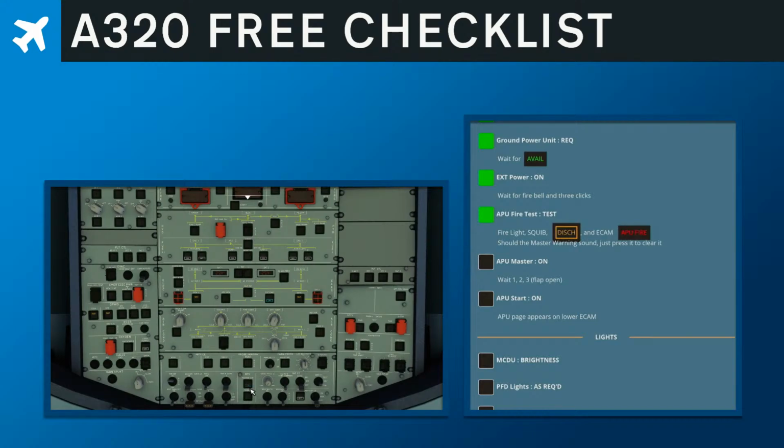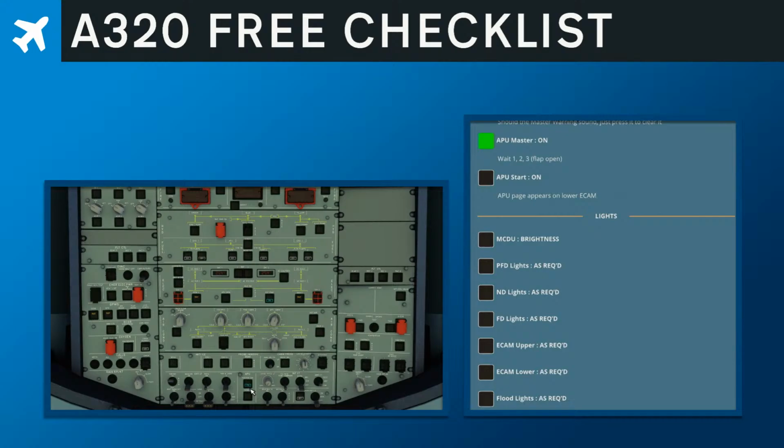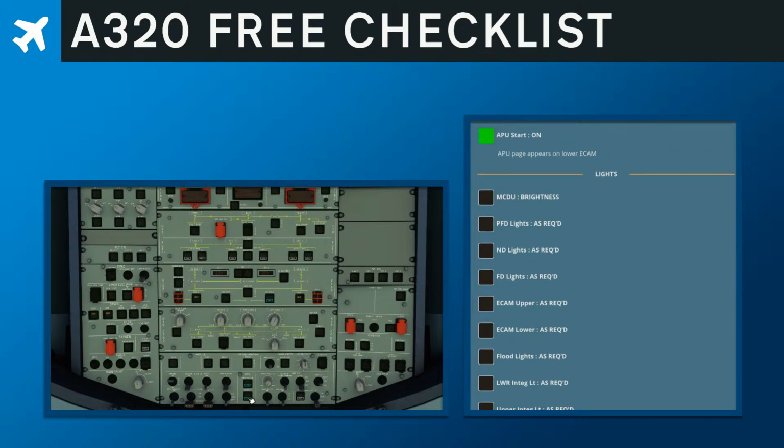Now we can do APU master is on, and working our way down the checklist then. So the APU start is set to on. And when you come to this page, you can do all this as well. So now we need to do basically the lights.